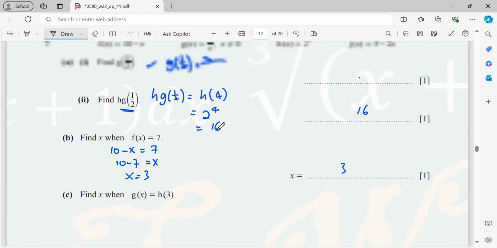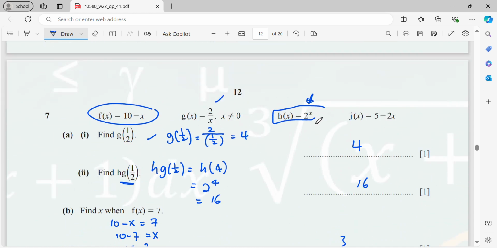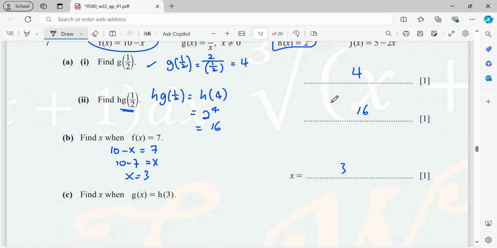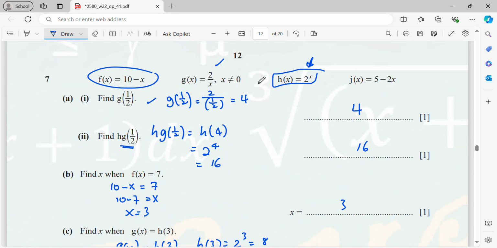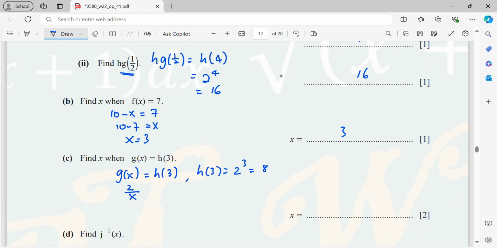Now part c, find x when g(x) is h(3). Okay, now h(3). g(x) is 2 over x. So my g(x) equals h(3). Now my h(3) is 2 power 3, that is 8. That means now here my g(x) will be 2 over x. So I will write 2 over x equals 8. So now my x moves up and then the 8 moves down. Okay, just swap. Therefore, my x is going to be 2 over 8, that is 1 over 4.